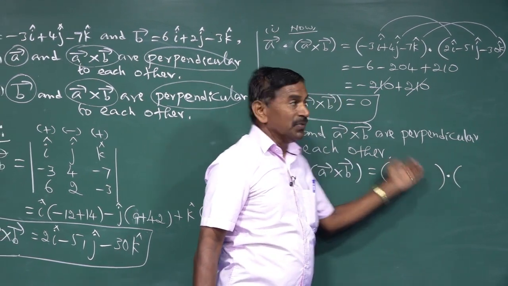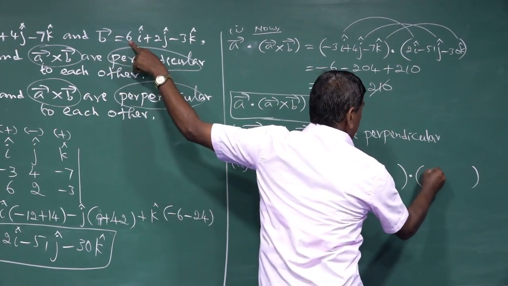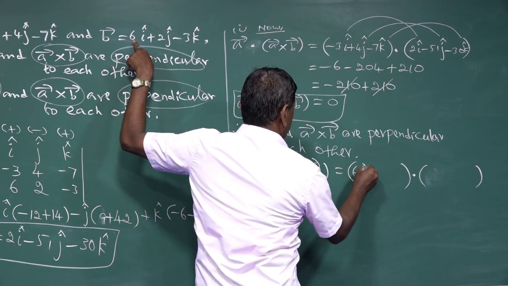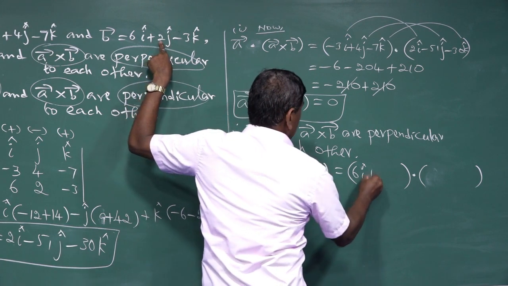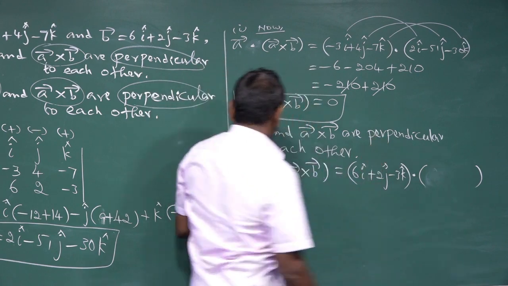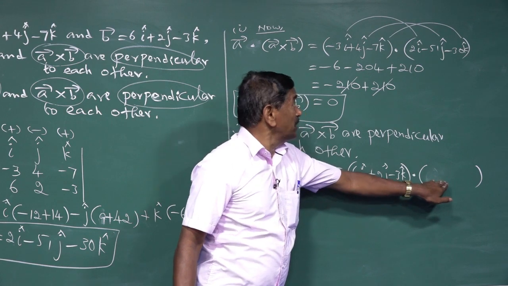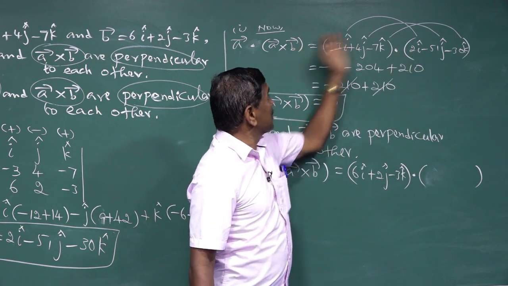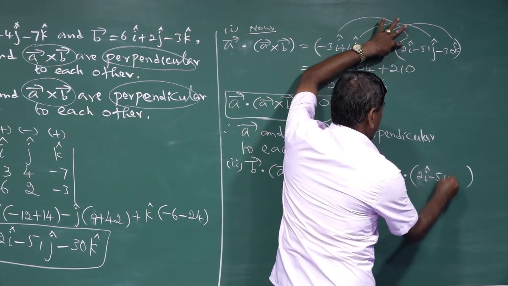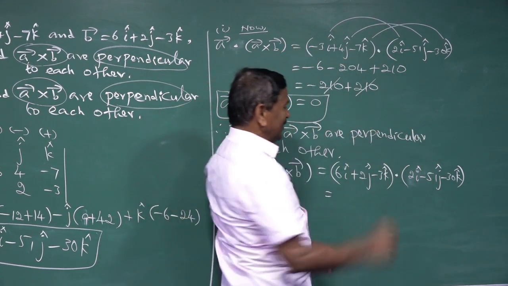What is B vector? B vector is equal to 6 I cap plus 2 J cap minus 3 K cap. Now A cross B. We already wrote A cross B here: 2 I cap minus 51 J cap minus 30 K cap.